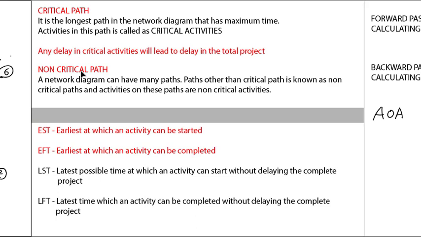And then comes non-critical path. So other than the critical path, how many other paths are there? So those will be non-critical paths. Okay, and the activities on those are non-critical activities. So even if there is delay in non-critical activities, it will not affect the entire project time, right?